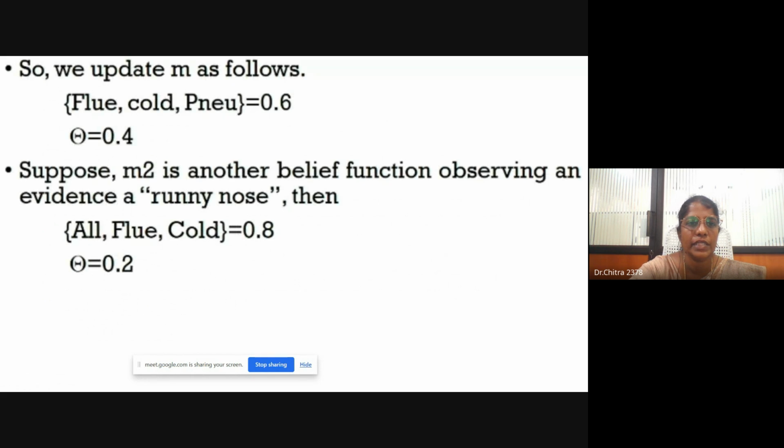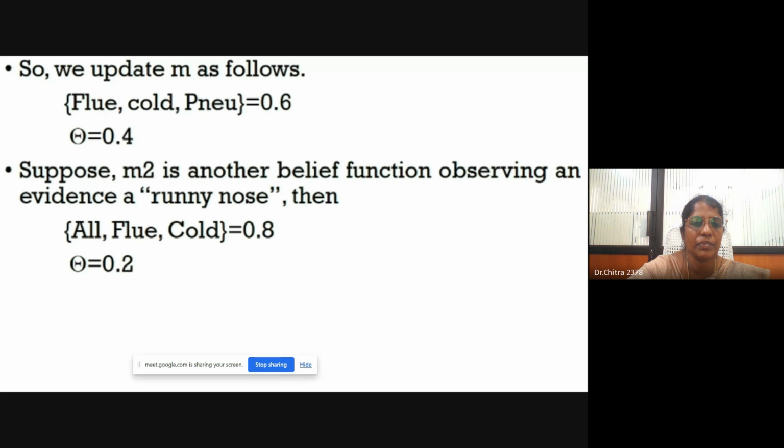Example, consider there exists one situation. Causes are flu, cold, and pneumonia. The possibility is the combination of these, certainly believing that if flu is there, then there is a possibility of pneumonia and cold also. That is 0.6. Not possible is 0.4. That is the plausibility that it is not possible. M2 is another belief, observing that a running nose is also there. Then there is also a possibility of cold. We know that a running nose is mostly a symptom of cold. So the belief for that is 0.8 and uncertainty is 0.2.